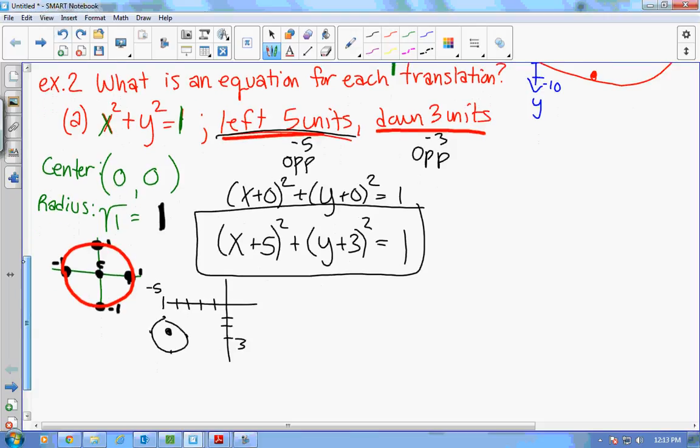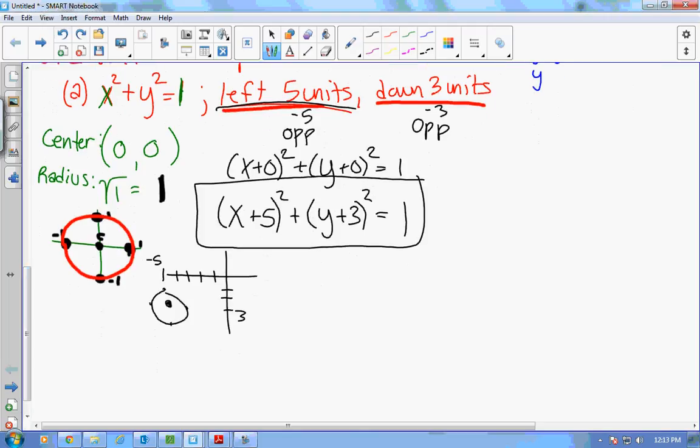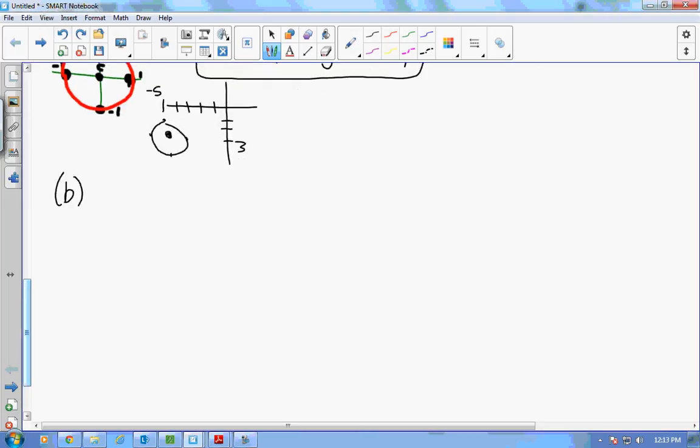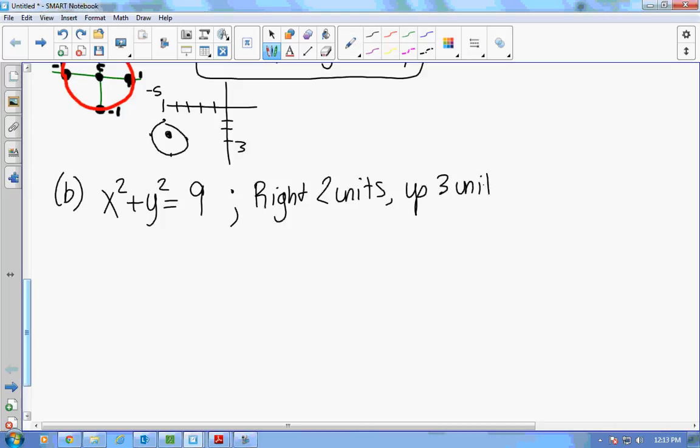Okay, we're going to try another one like example 2. Same instructions, but a different equation. Example 2, part B. Here's the equation: x squared plus y squared equals 9. We want to transform it so it goes right 2 units and up 3 units. We want to move it around so it's right 2 units, up 3 units, yes?